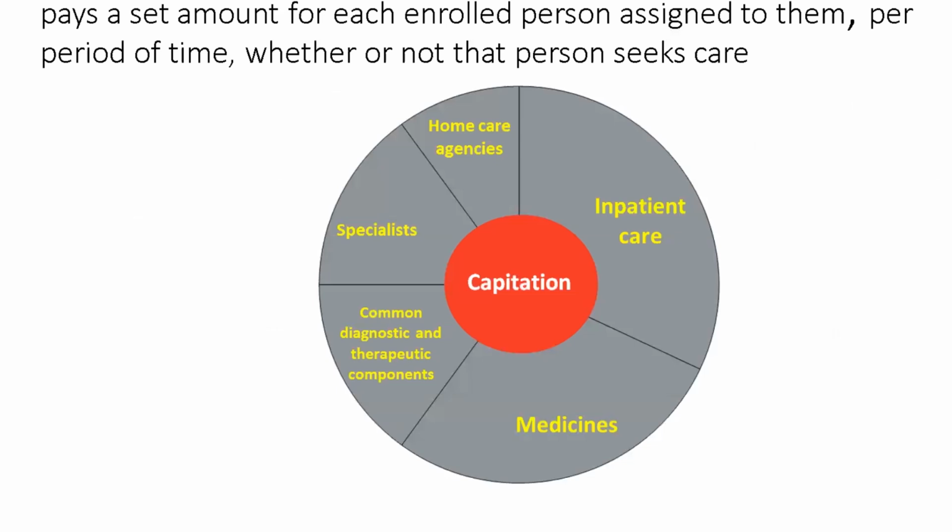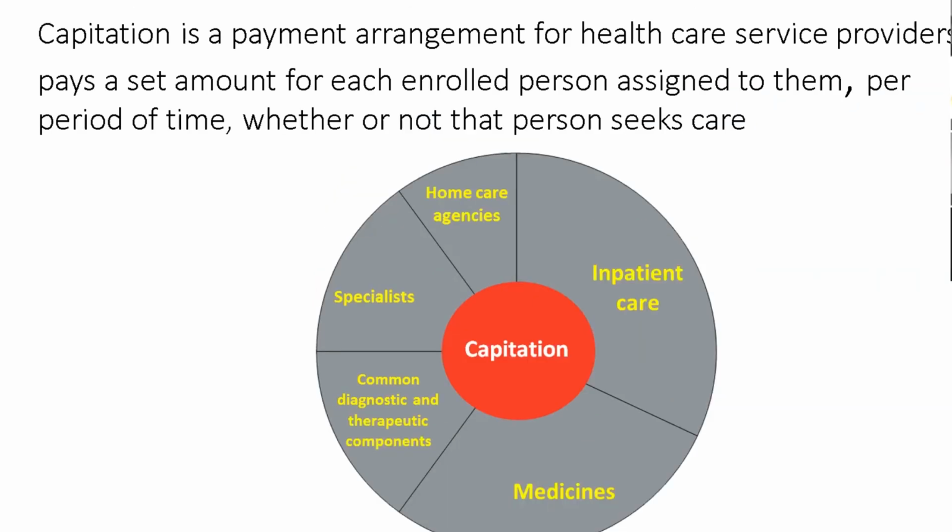So this is the next type of topic that we're going to jump into, called payment types. There's a payment type called capitation. Remember, all of these topics, guys, you need to know. So capitation is a payment arrangement for a healthcare services provider, and it pays out a set amount of money for each person assigned to them.